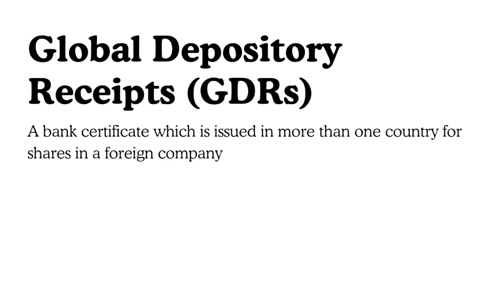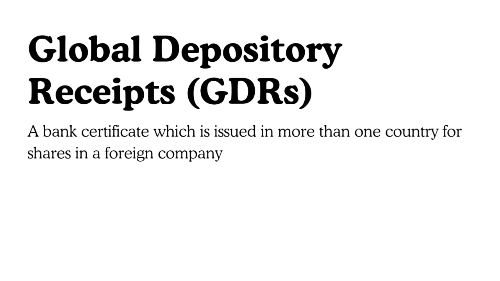The next type of global finance is Global Depository Receipts, GDRs. It is a bank certificate which is issued in more than one country for shares in a foreign company. That is why it is called a Global Depository Receipt. Earlier what we saw was the American Depository Receipt, which is particularly for America. When we come to Global Depository Receipts, it is given in more than one country. They are listed in two or more markets, mainly in the US and the Euro markets, and are denominated in a freely convertible foreign currency.